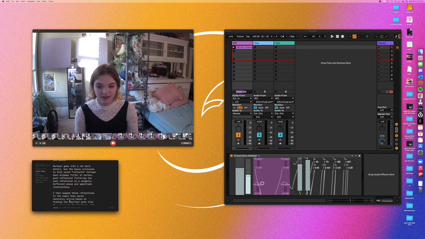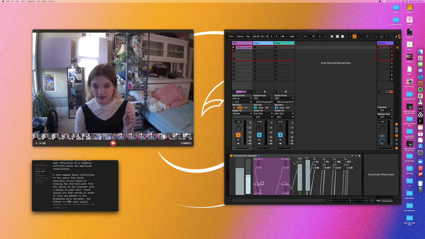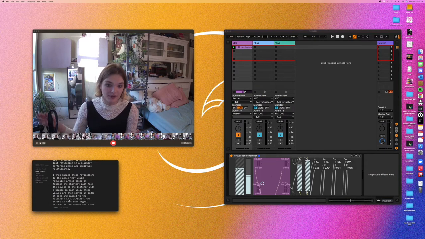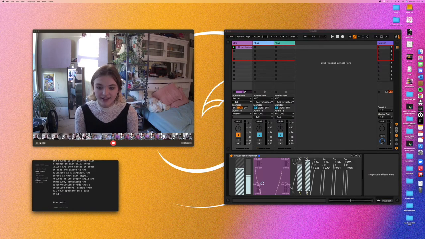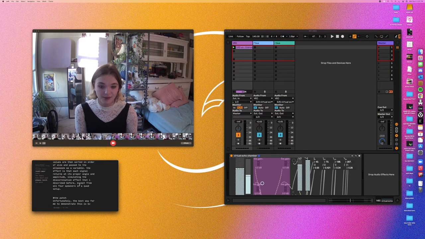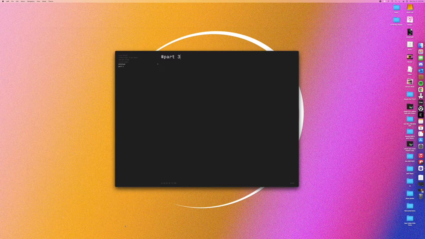I took these reflections and I mapped them to the angle that they would arrive at based on the distance between the listener, the virtual source, and the boundary of the room, which is the wall, or in the case of the patch, is the edge of the pink square, as you can see over here. The effect is that each signal returns at its proper angle and amplitude, simulating the decorrelation effect that I described before, except from all four speakers in a quad setup.